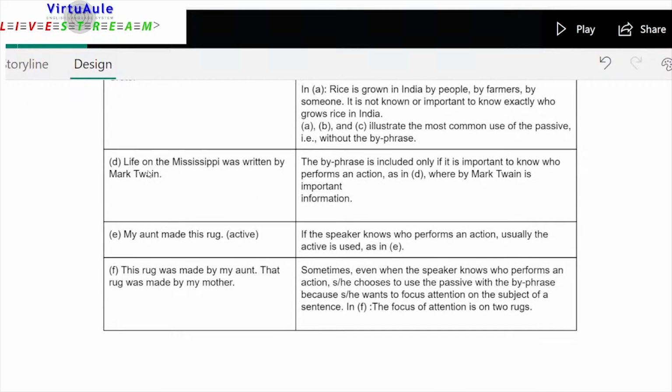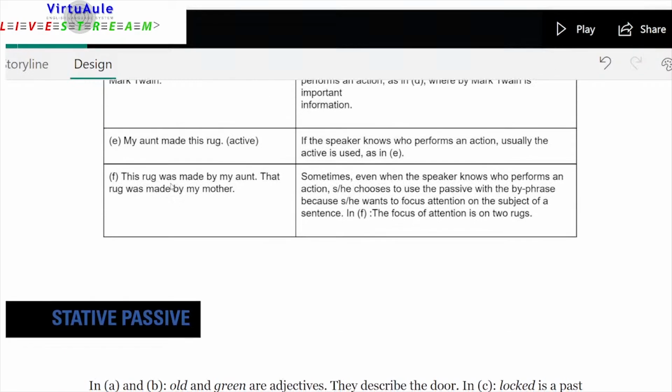Life on the Mississippi was written by Mark Twain. The by phrase is included only if it's important to know who performs the action, such as this sentence where by Mark Twain is important information. Life on the Mississippi was written. Okay, it doesn't make much sense to say it was written. It makes much more sense to say by Mark Twain.